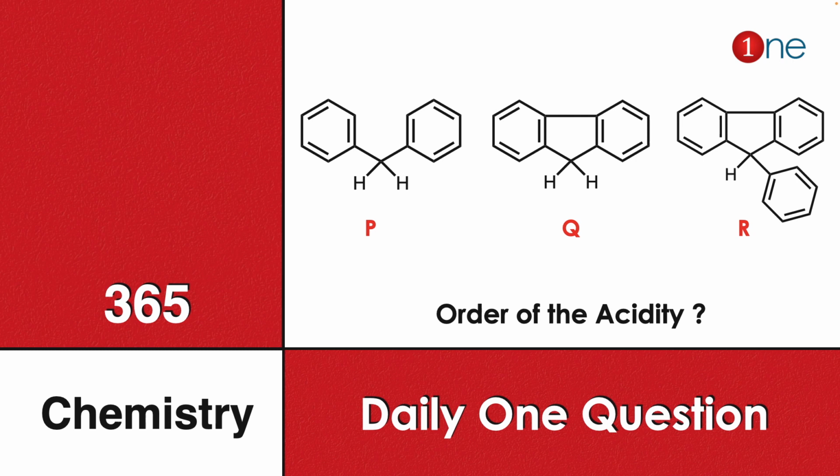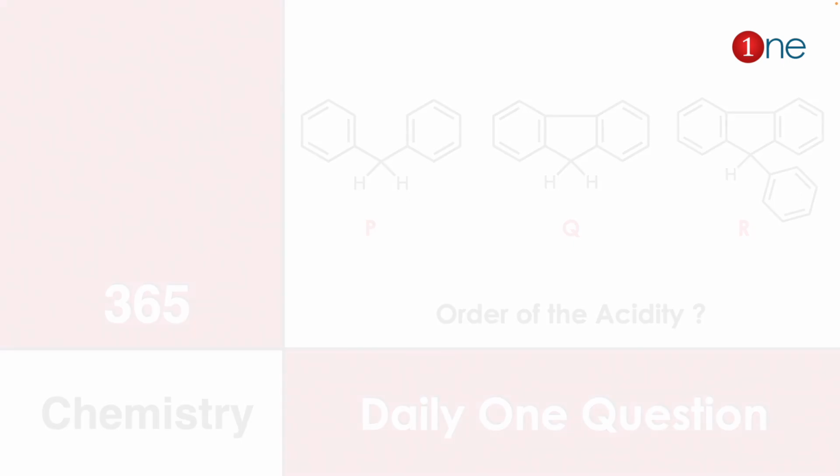Here three different compounds are given: P, Q, R. P is phenyl attached to a single carbon, Q is the fused carbon, R is the same as Q but only phenyl is attached. You have to find among the three which one is more acidic.